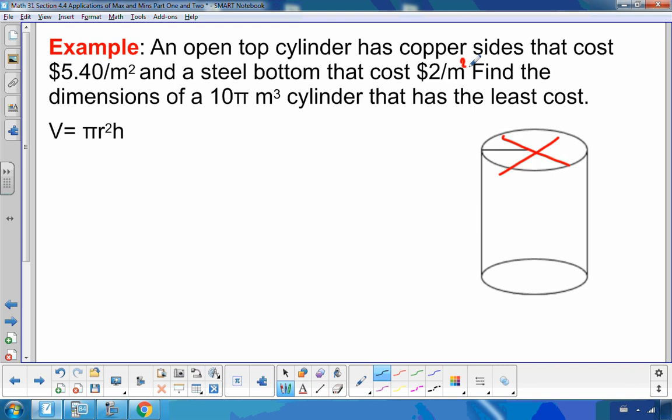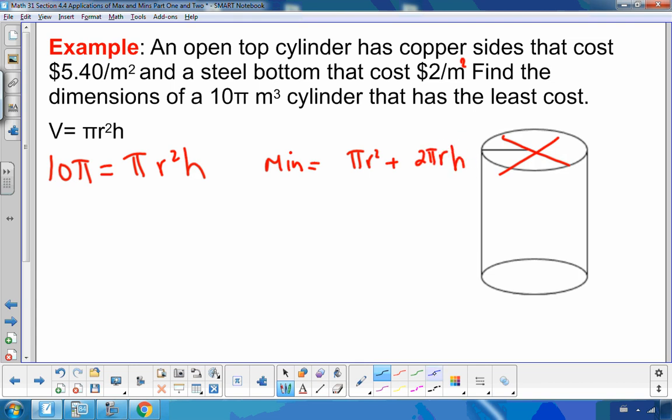So I have two formulas here. I have a volume, 10π equals πr²h. And then I have a cost formula. So I want the minimum cost, which deals with the surface area. We don't have a top, we only have a bottom. So we have πr² plus the lateral area, which is found by doing 2πr, the circumference, multiplied by the height.